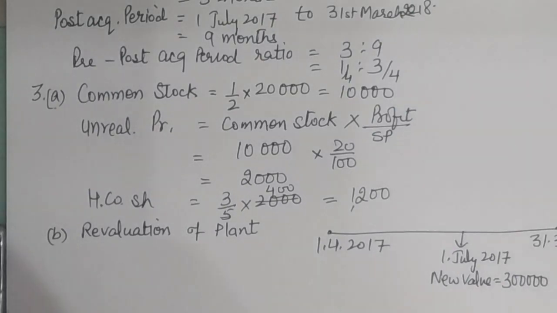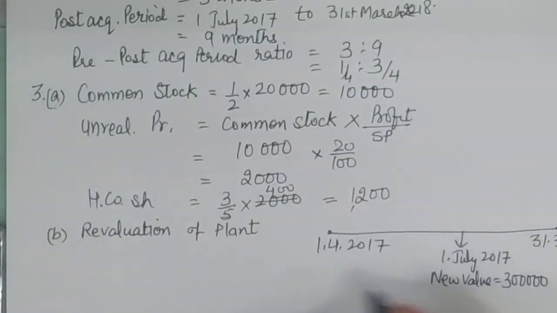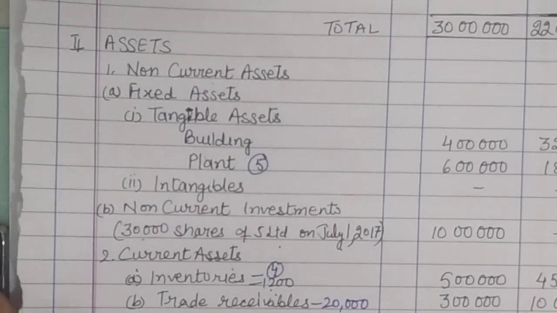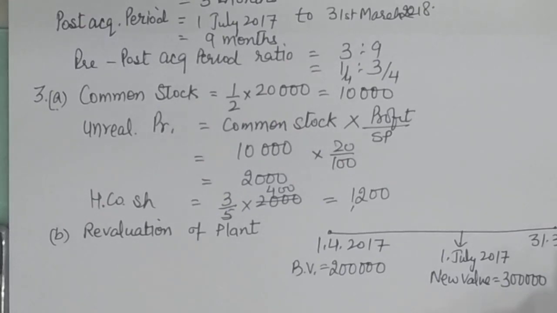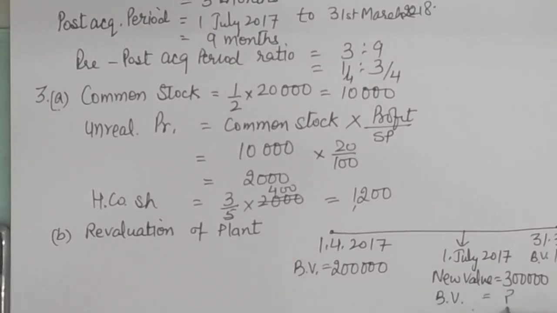So look at the plant information. It says the plant was having a book value of 2 lakh on 1/4/2017. So in the beginning of the year, book value is 2 lakh. At the end of the year, book value can be taken from the balance sheet, 1,80,000. So on this date, book value is 1,80,000. Now if we are to calculate profit or loss on plant, it can be determined by comparing the new value with the book value on this date. So we need to determine book value on this date. But book value on this date can be determined only when we know the rate of depreciation and opening balance. Opening balance is known, rate of depreciation is not known.